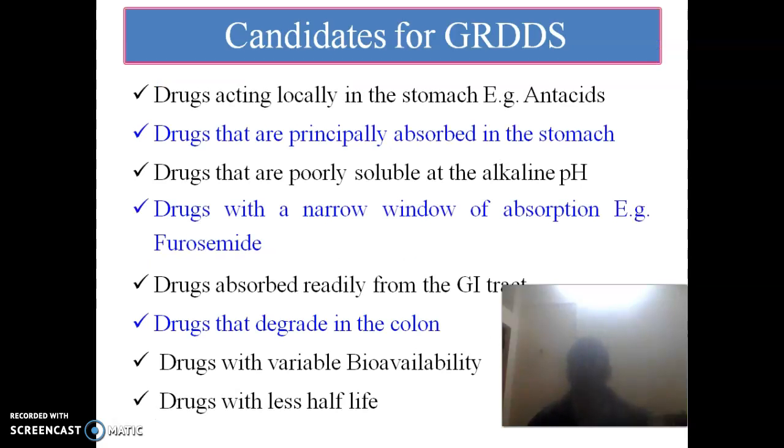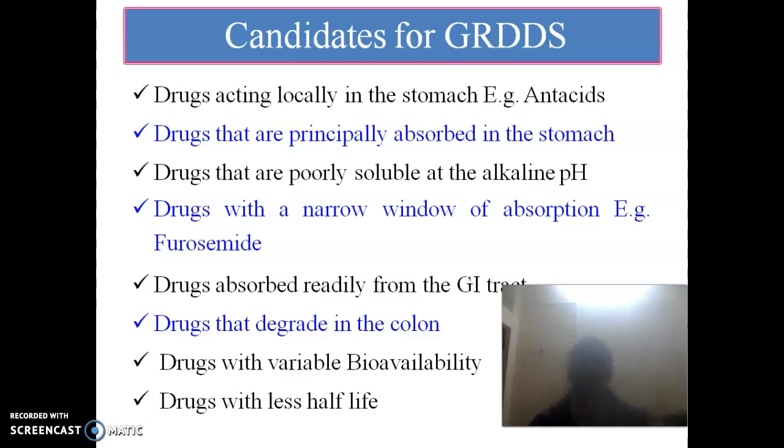Now the next slide is, what are the suitable candidates for this gastro-retentive drug delivery system? So very first is drugs acting locally in the stomach, for example antacid. So these are very good candidates for GRDDS. Second, drugs that are principally absorbed in the stomach. Yes, if they are absorbed in the intestine, the late part or the end part of the intestine, then they are not suitable for this GRDDS. Then drugs poorly soluble at alkaline pH are also not good candidates for this GRDDS. Then drugs with a narrow window of absorption, for example furosemide, right? So drugs with a narrow window of absorption are candidates for this GRDDS.